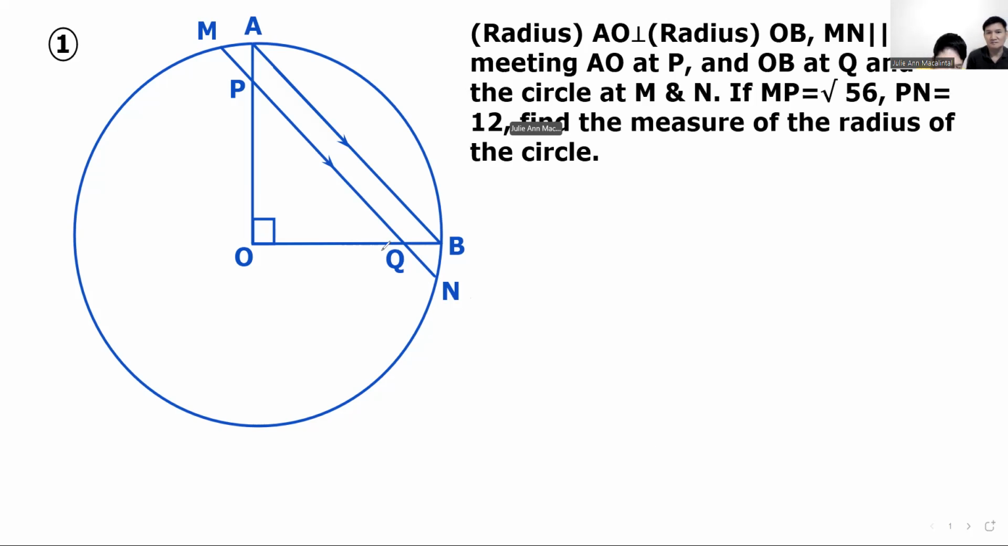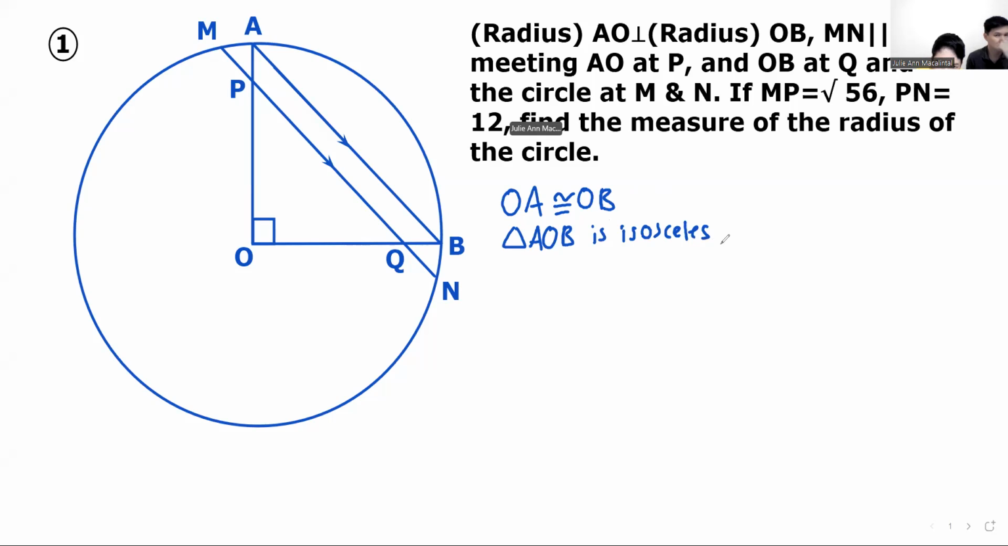Okay, AO is a radius and OB is a radius. So OA is congruent to OB. I will just use the blue pen. Then triangle AOB is isosceles.